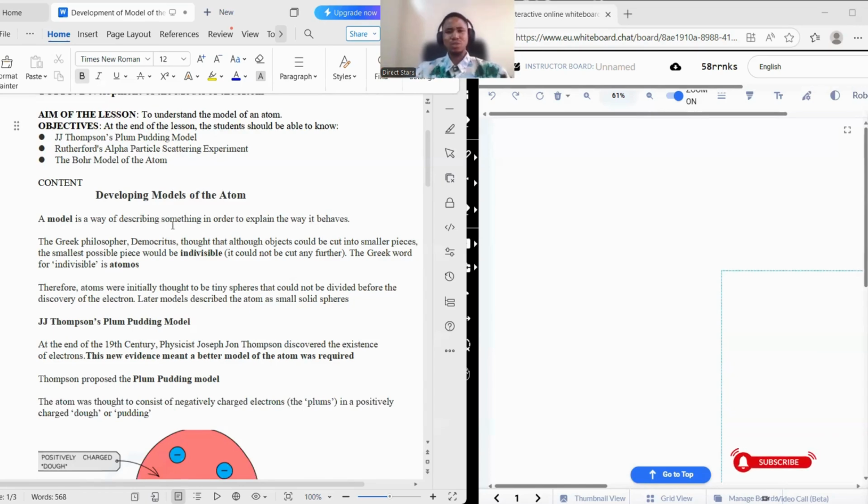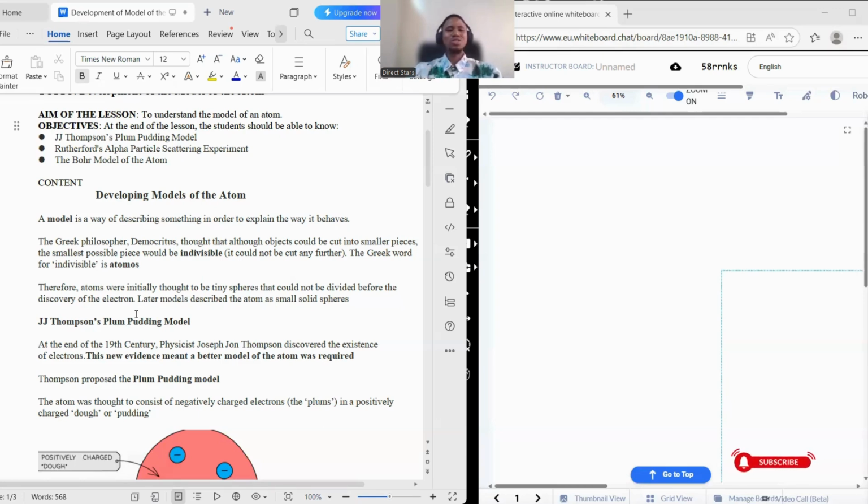Well, how does it start with atom? Now, it starts from a Greek philosopher, whose name is Democritus. He thought that although objects could be cut into smaller pieces, the smallest possible piece of it is indivisible. So it cannot be cut further. When we say indivisible, that means we cannot divide it anymore. The Greek word for indivisible is atomos, and that is where we get atom, indivisible element.